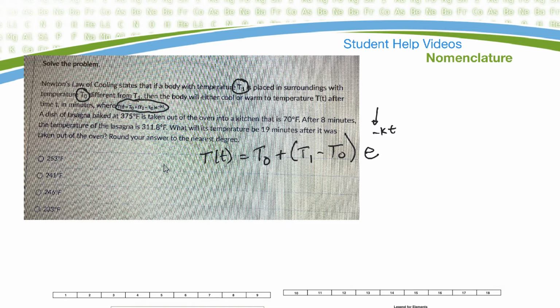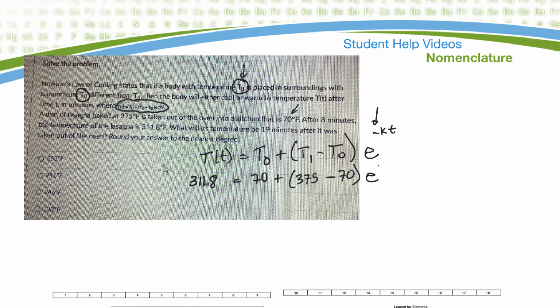Okay, so a dish of lasagna baked at 375. That's got to be T1, so I'll put that right here, minus T0, the kitchen temperature, which is 70. So this is 70. Oh, and this number here is 72. And they say after 8 minutes, the temperature is down to 311.8. So that's the temperature after a given amount of time. And it was 8 minutes.